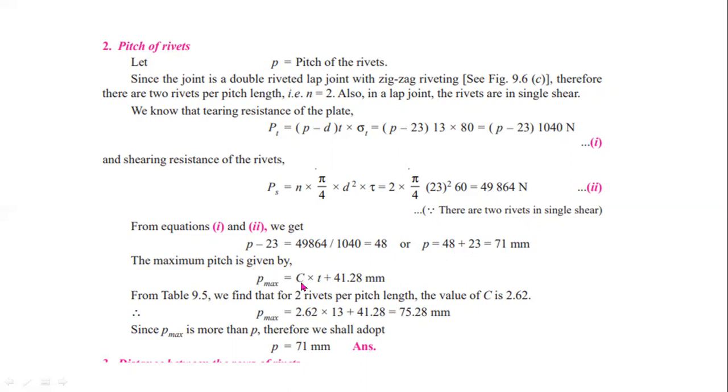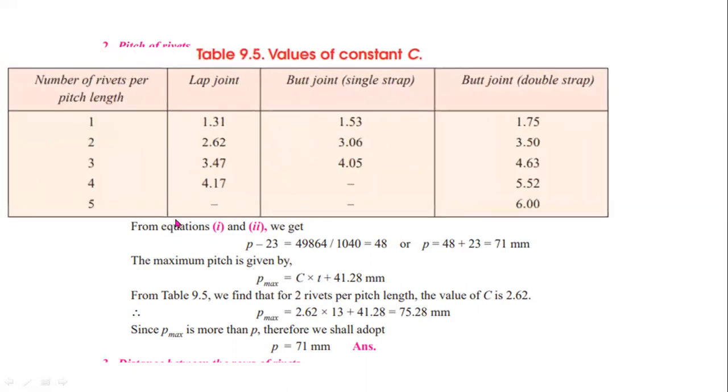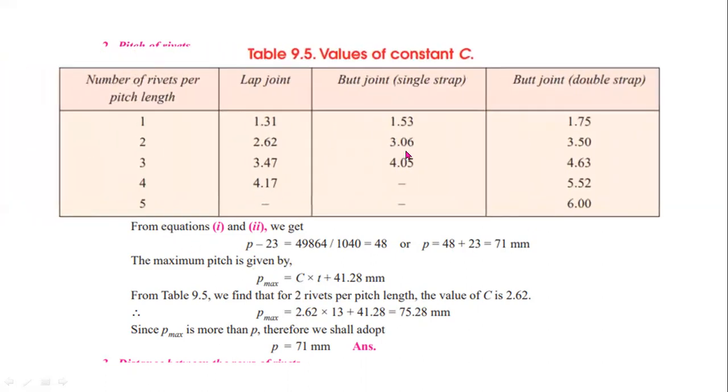Here capital C is the constant value. So this is the table for selecting the value of the constant C. For a double riveted lap joint, you have to consider C equal to 2.62. Our given question is a double riveted lap joint, so the C value is 2.62.